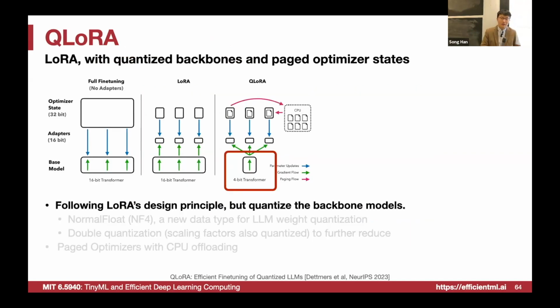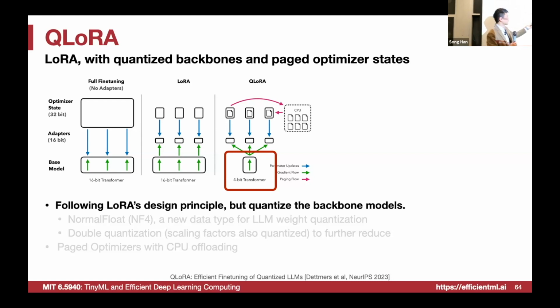Okay. So can we make the backbone even more efficient? Since we're only fine-tuning the bypass branch, can we further compress the original branch, so that they use QLoRA: quantized LoRA, with quantized backbones and also paged optimizer states? The key idea is, rather than using a 16-bit transformer as the backbone, this is the base model, this is the optimizer state, and the adapter is using 16-bit.